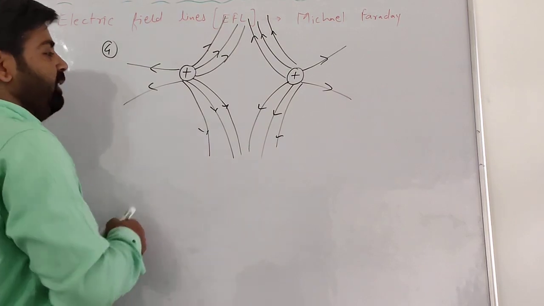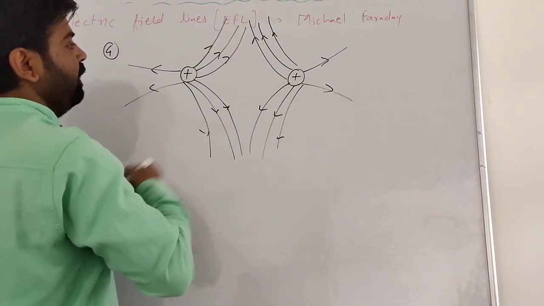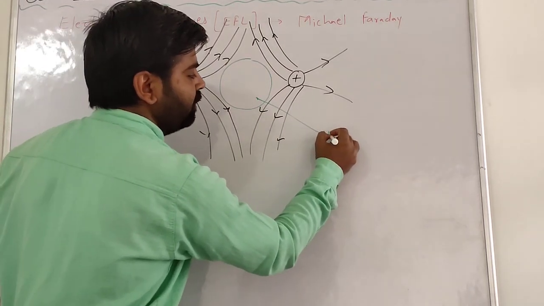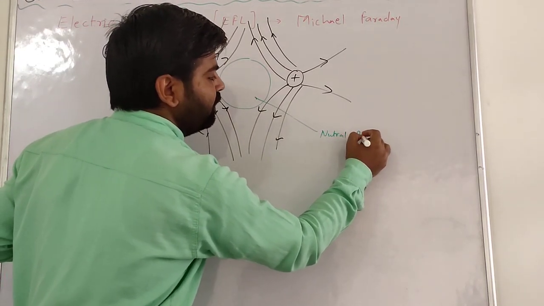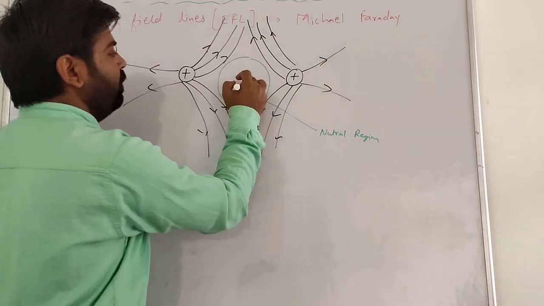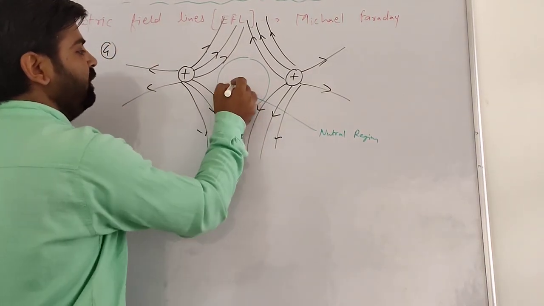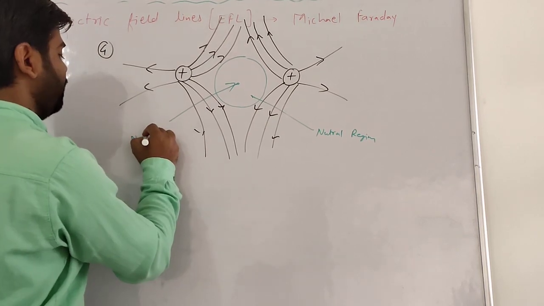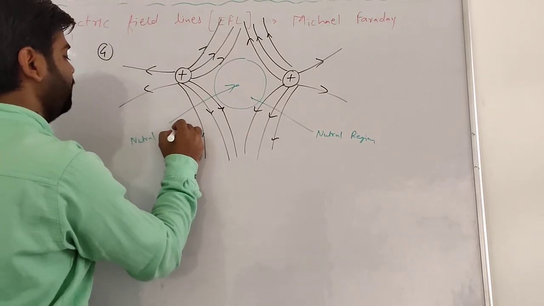And we obtain a region at which there is no electric field line; such a region is called a neutral region. And if we take any point in this region, this is called a neutral point.